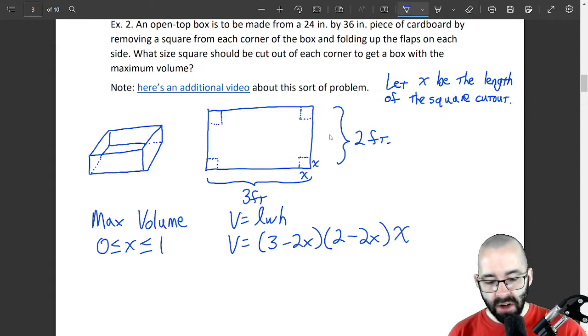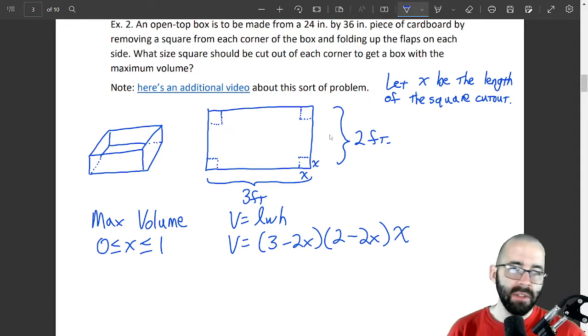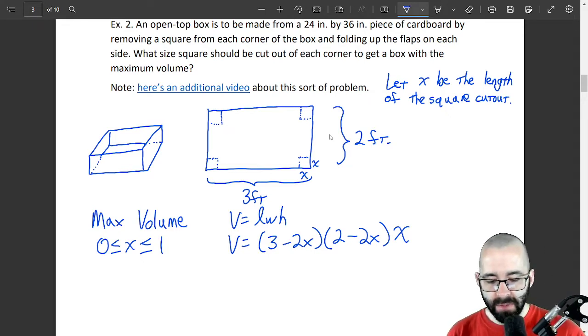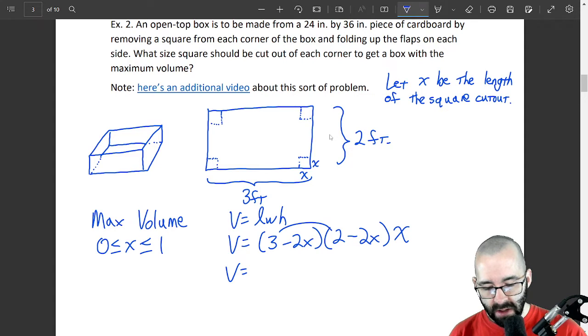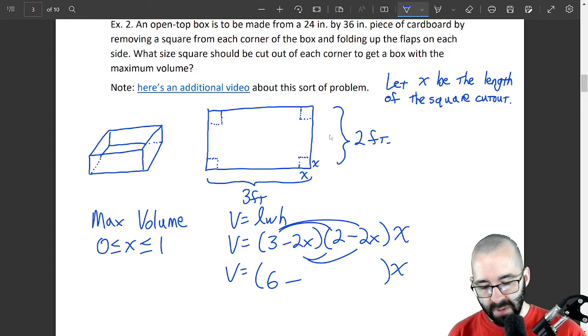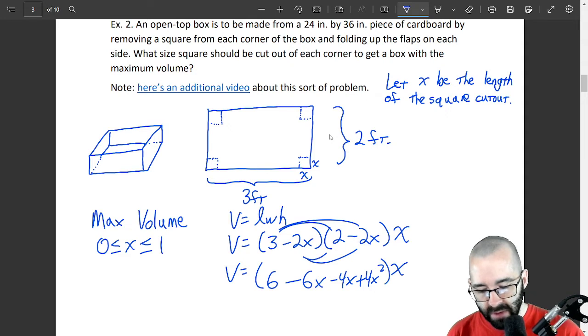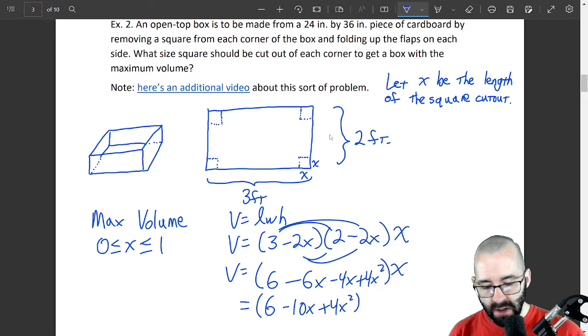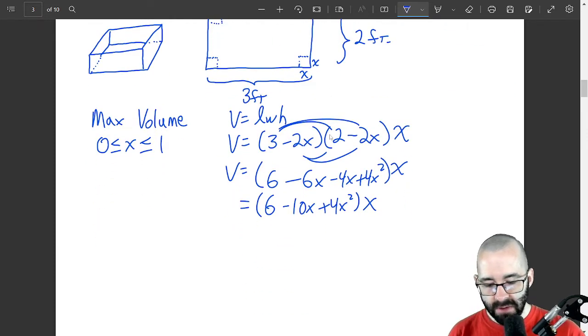So in this case, our volume equation only has a single variable, but we don't have to use substitution like we did in the last one. We're going to eventually be taking the derivative of this, so it's a good idea to FOIL. Let's FOIL this first one and leave the x by itself for now. That's going to give us 6 minus 6x minus 4x plus 4x squared. Collect like terms: 6 minus 10x plus 4x squared. And then we can distribute the x afterwards.